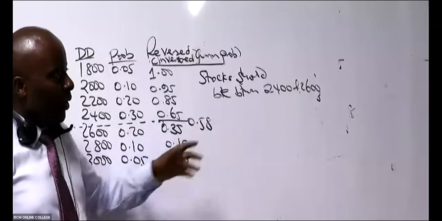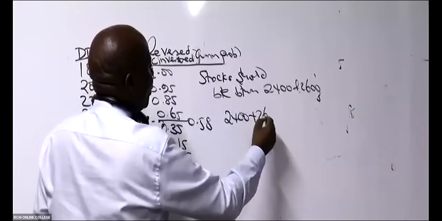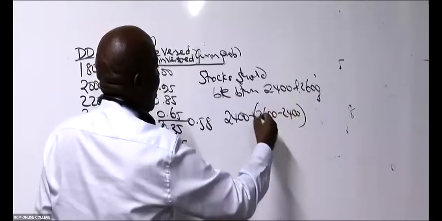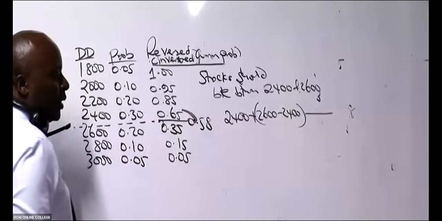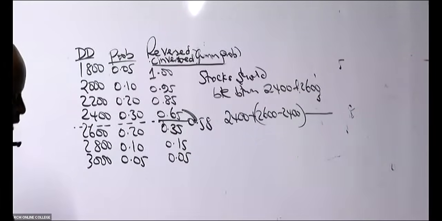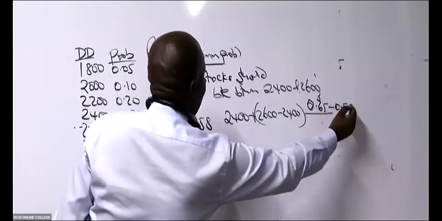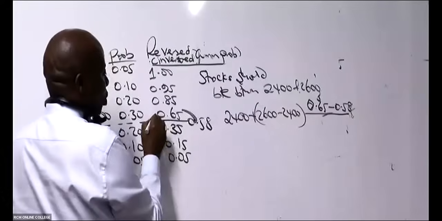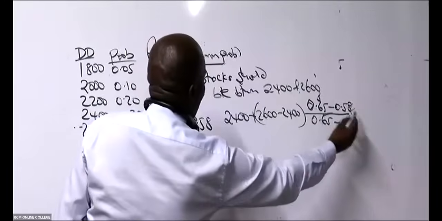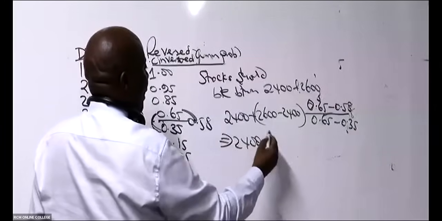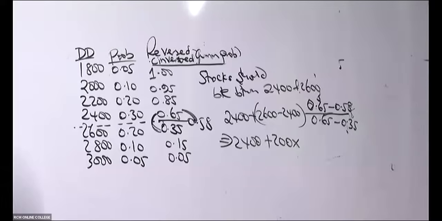It's called interpolation. So how do we interpolate? Very easy. So it is 2400 plus 2600 minus 2400, all over the upper cut for the numerator, 0.65 minus 0.58, all over the lower cut, which is bigger, 0.65 minus 0.35. So then this will be 2400 plus the difference there, 200. What is 0.65 minus 0.58?